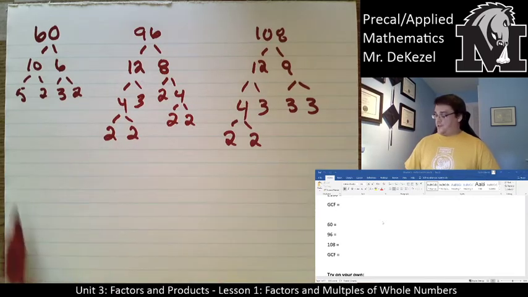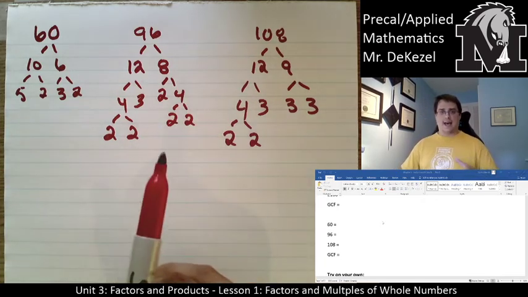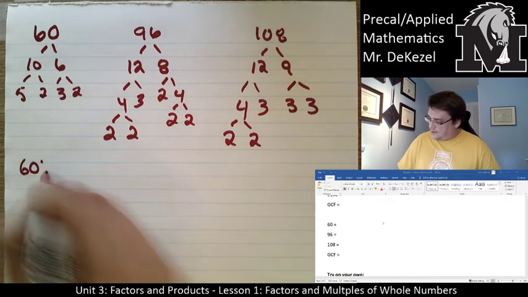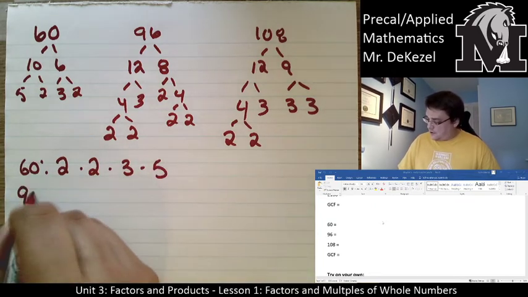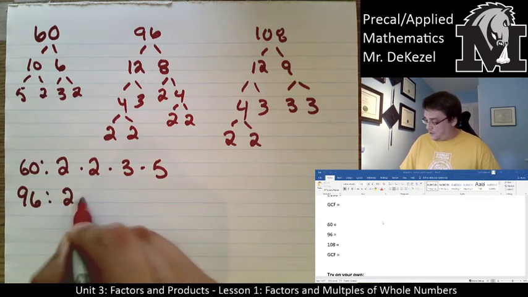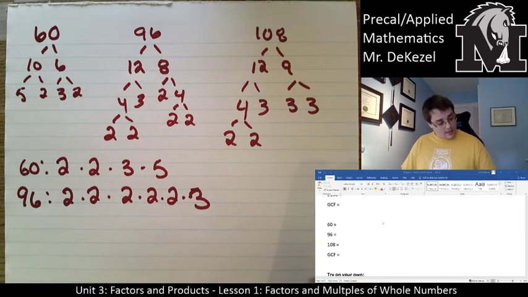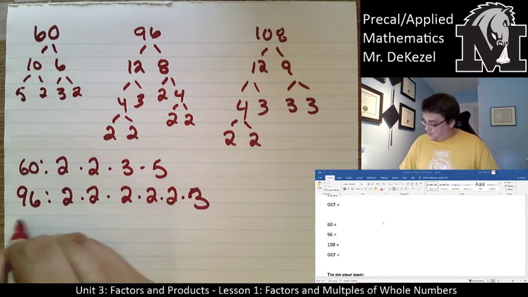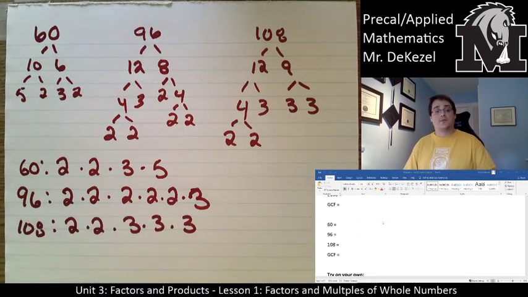We can now write them all stacked up on top of each other, and then we have to make sure that each one has that number in it. So it has to be common to all three, not just two of them. So 60 is written as 2 times 2 times 3 times 5. 96 is written as 1, 2, 3, 4, 5 2s, I believe, and a 3. Okay. And then 108 is 2 2s and 3 3s. So quite a mix we have.